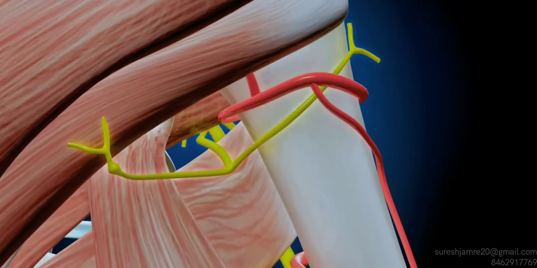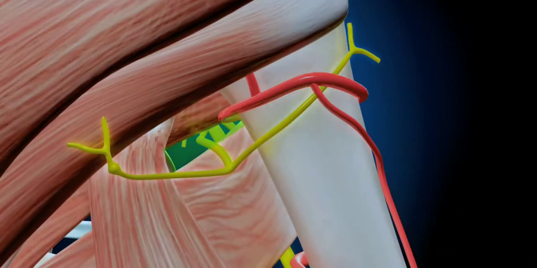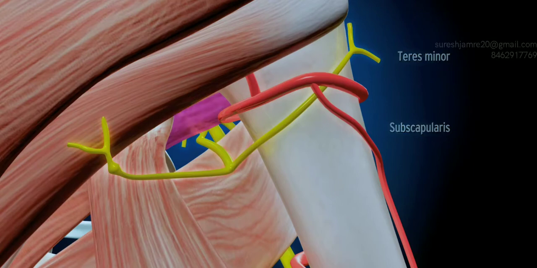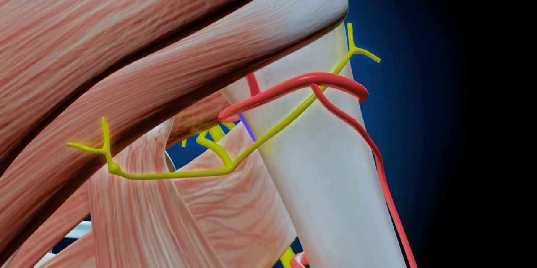It then winds backward in company with the posterior humeral circumflex artery through the quadrangular space. In the quadrangular space, the nerve is related to the boundaries of the space, that is, superiorly to teres minor and subscapularis, inferiorly to teres major, medially to the long head of triceps brachii, and laterally to the surgical neck of humerus.